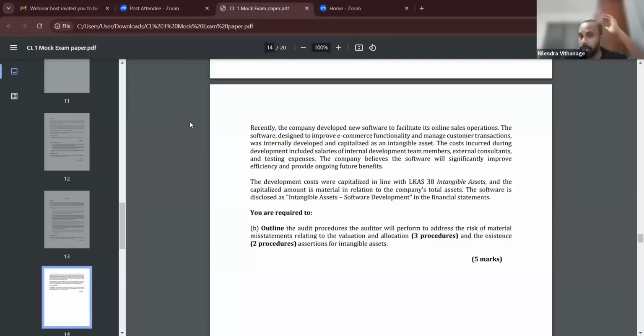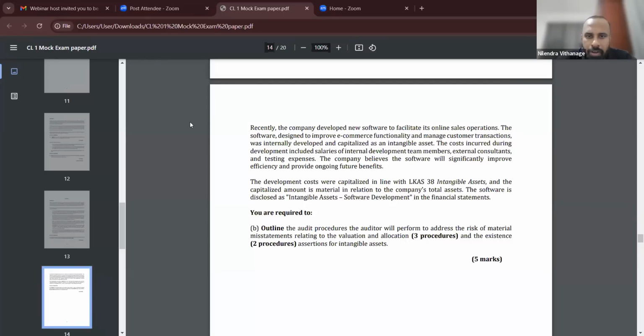Recently, the company developed new software to facilitate its online sales operations. The software designed to improve e-commerce functionality and manage customer transactions was internally developed. So internally developed, so intangible asset. But you need to see whether that software meets the recognition criteria of intangible asset, whether it is generating future economic benefits, future cash flows.